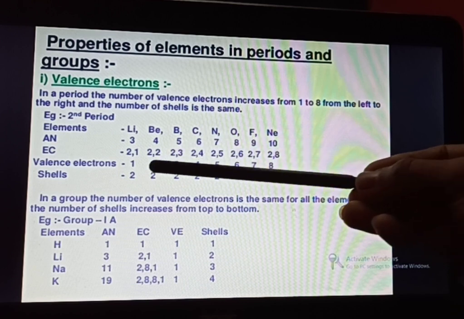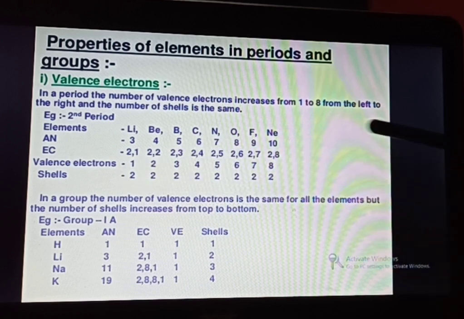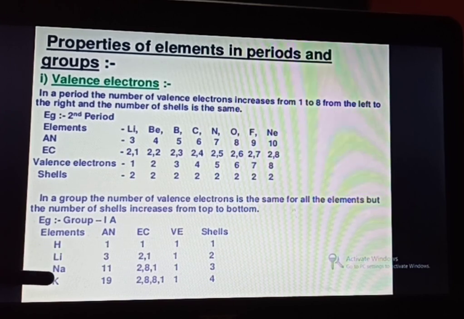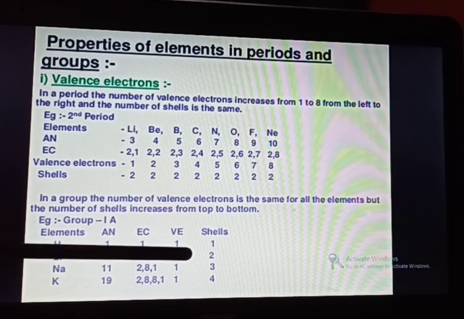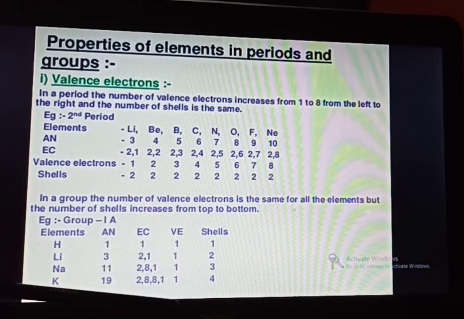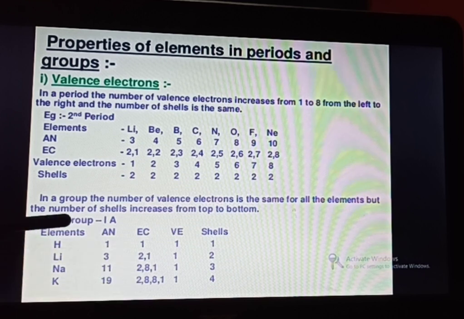So like that, the valence electron increases from 1 to 8 if we move from left to right in a periodic table. Now in a group, the number of valence electrons is the same for all elements, but the number of shells increases from top to bottom. If we move from top to bottom, say hydrogen, lithium, sodium, potassium, everyone has 1 valence electron, but the number of shells is different.